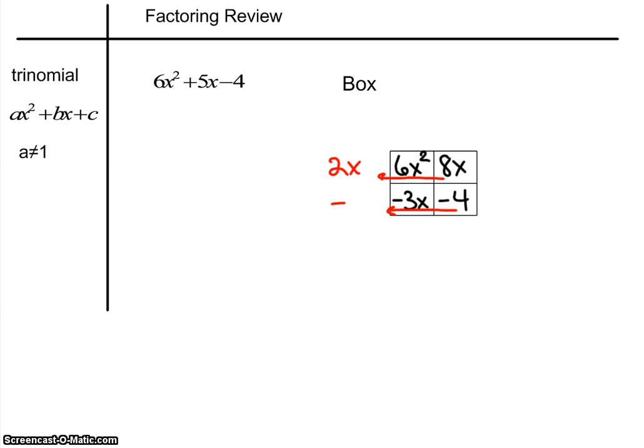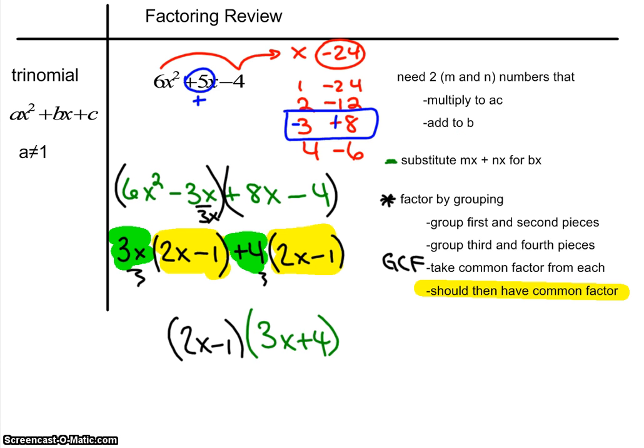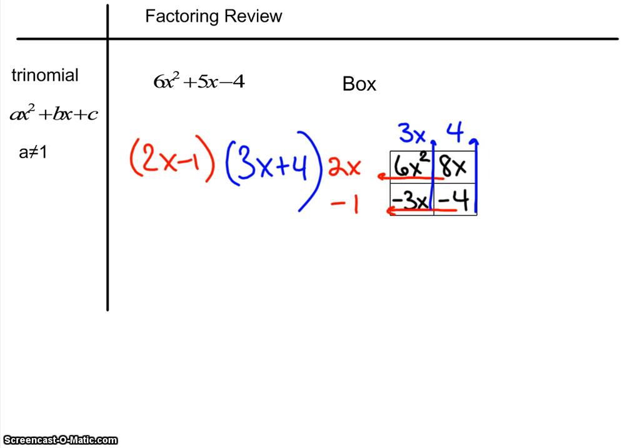Leader's negative, so we take that out. There's nothing common, so I got to take out at least a 1. There's one of my factors, 2x minus 1. When I do the columns, I can take a 3 and an x. I can take a 4. Same thing I got in the previous problem. Okay. So that's another method you could use, is the box.